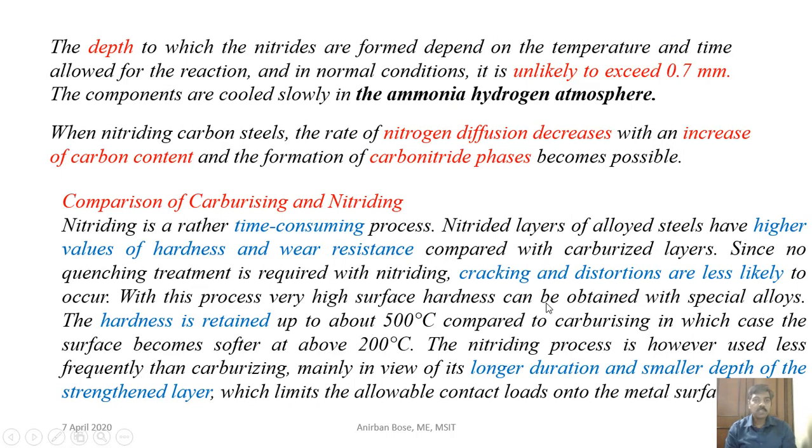Now the depth to which the nitrides are formed depends on the temperature and the time, but it is unlikely to exceed 0.7 millimeters. So the depth up to which the hardness is produced is very, very small compared with the carburizing process. The components are cooled slowly in the ammonia hydrogen atmosphere. The nitrogen diffusion decreases with an increase of the carbon component. So if the carbon content is very high in that steel, then the nitrogen diffusion decreases. And with the increase of the carbon content, the formation of carbonitride phase becomes possible.